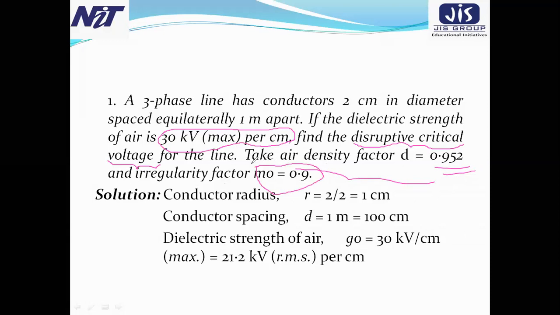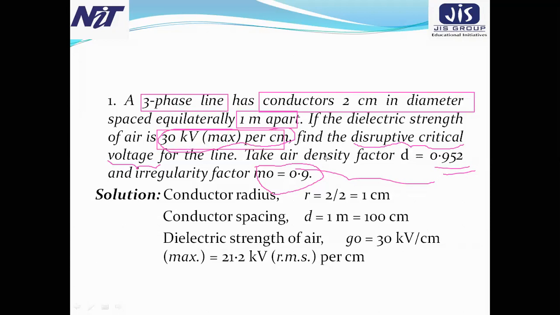So how to solve any engineering problem, like a problem of machines, of power system or of control system? To solve any type of problem, the first step is to identify the given values in the problem. So how can we identify? It's a 3-phase line, then conductor 2 centimeter diameter, spaced equilaterally 1 meter apart. So the distance between the conductors is 1 meter. The dielectric strength is also given here, that is 30 kV per centimeter.